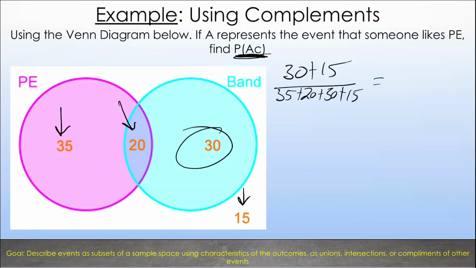Let's type that in the calculator and see what we get. I'm going to go 30 plus 15 divided by 35 plus 20 plus 30 plus 15. And we get 0.45 or 45% of people do not like PE. So that's what this complement means.